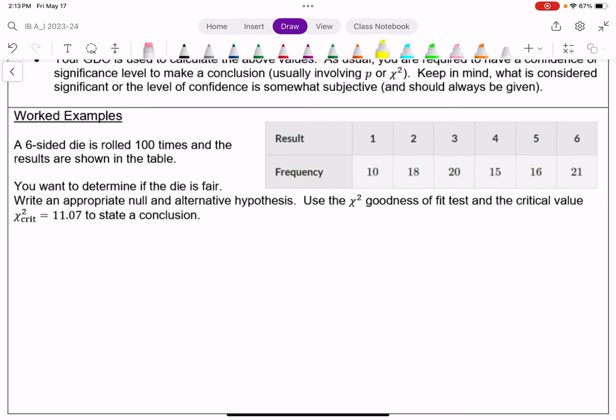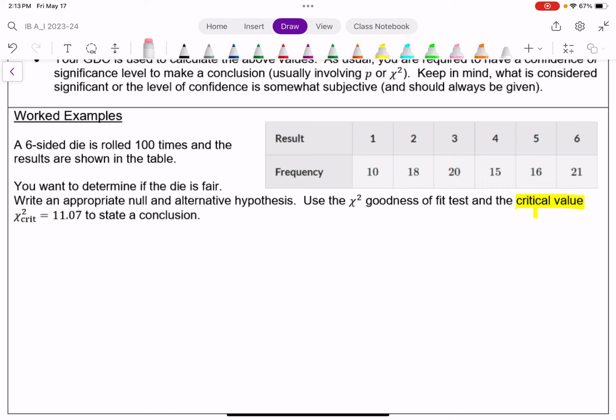So we have a 6-sided dice that's rolled 100 times. The results are shown in the table. So you can see 1 came up 10 times, 2 came up 18, and so on. And we want to determine if the die is fair. And so we want to come up with a hypothesis. Then we're going to use this chi-squared goodness of fit test, which I'll talk about, and then determine with a critical value of chi-squared being 11.07 if we think this dice is fair or not.